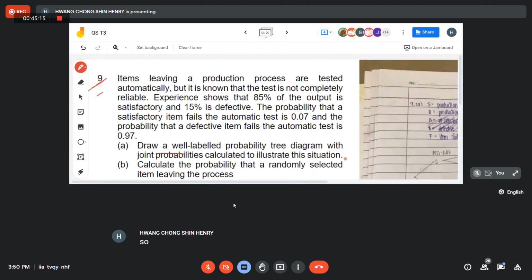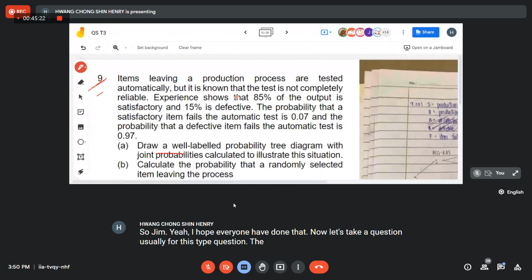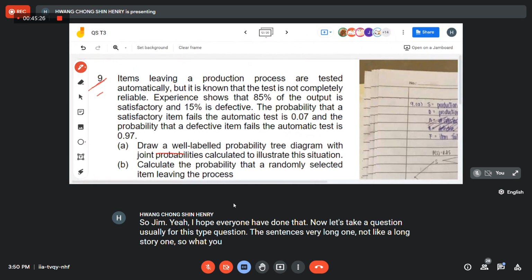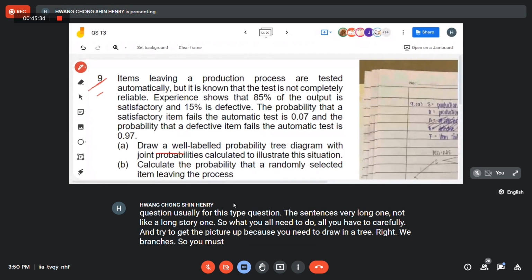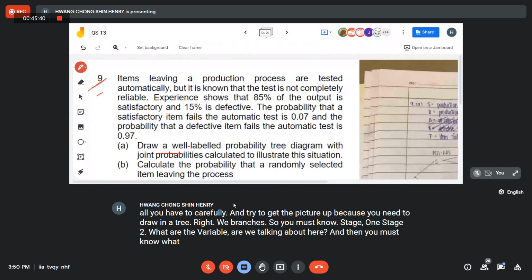Okay, I hope everyone has done that. Now, let's read the question. Usually for this type of question, the sentences are very long, like a long story. So what you all need to do, you have to read carefully and try to get the picture out, because you need to draw a tree with branches. So you must know stage 1, stage 2, what are the variables we are talking about here, and then you must know what is the probability for each branch.